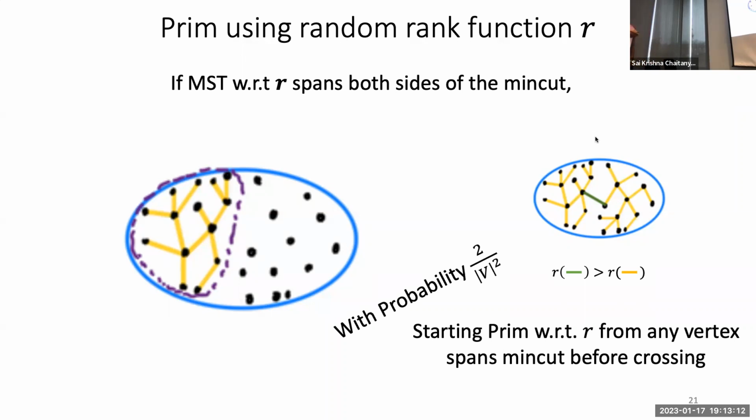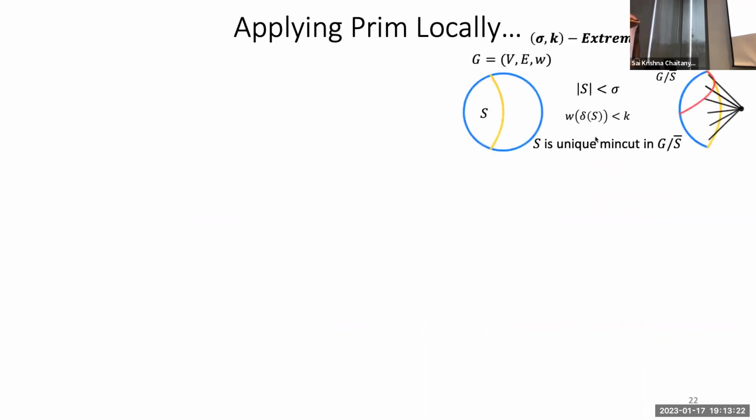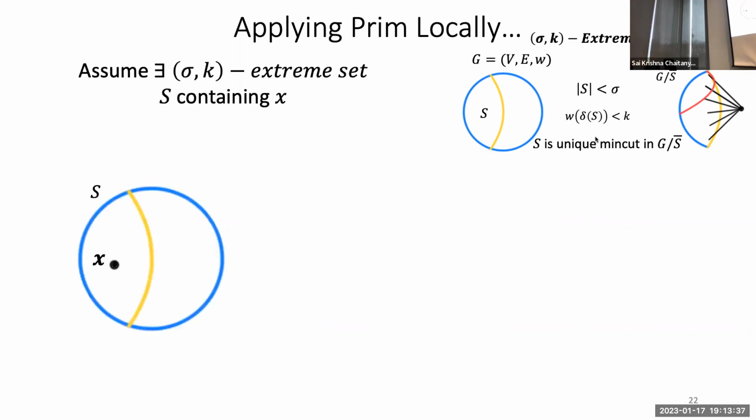Now that we have seen Karger's algorithm in a different way, we'll see how to apply this idea in a local setting. And that is what will give us the local subroutine. Just to recall, a sigma k extreme set is a set which satisfies 3 conditions. One is |S| less than sigma, so the size of the set is small; the cut size is small; and it is the unique min cut in G contracted S bar. That's the definition we have seen before.